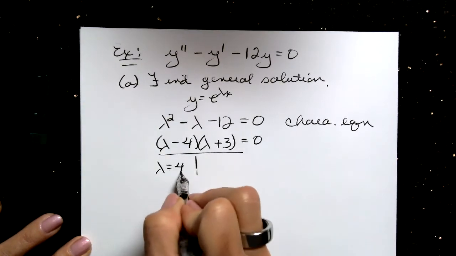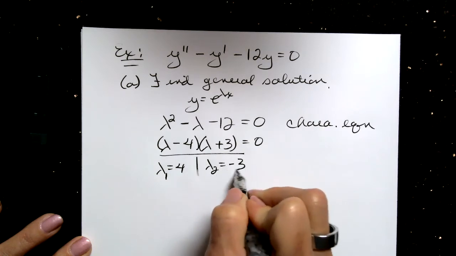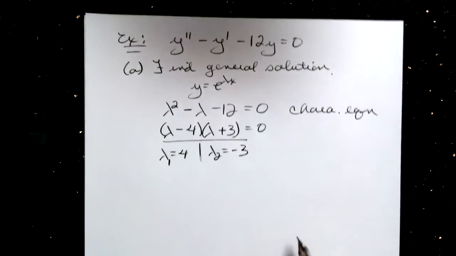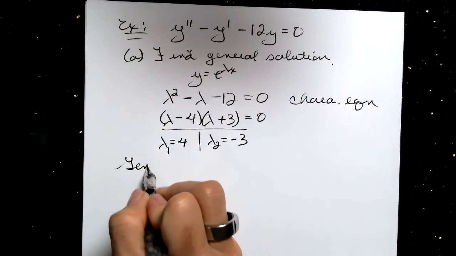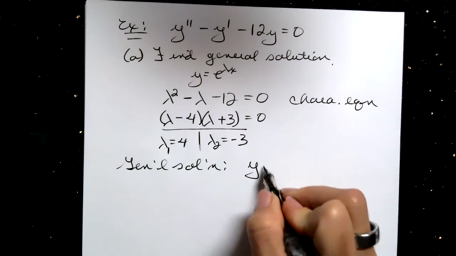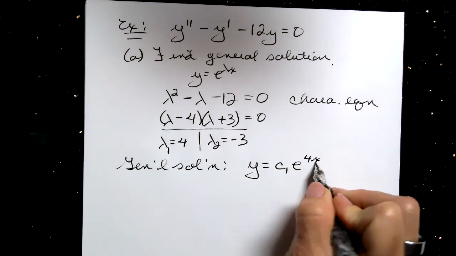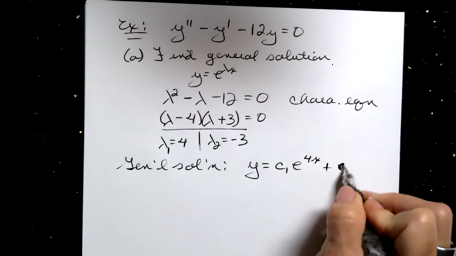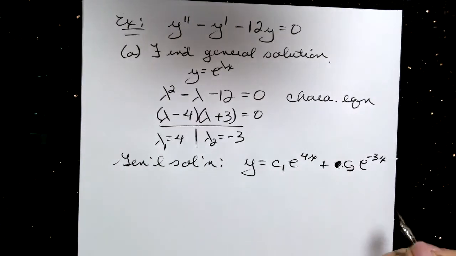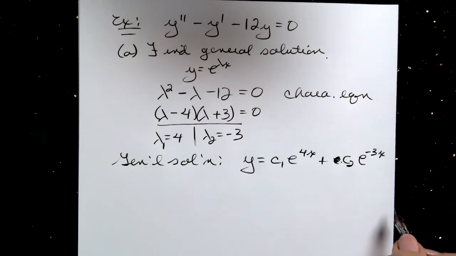One is lambda equals 4. Let me call that lambda 1. And the other, lambda 2, is minus 3. So that's two real distinct roots. So our general solution for this problem is y of x equals c1 e to the 4x plus c2 e to the minus 3x. Okay. And it doesn't get any easier in this class than these kinds of problems.